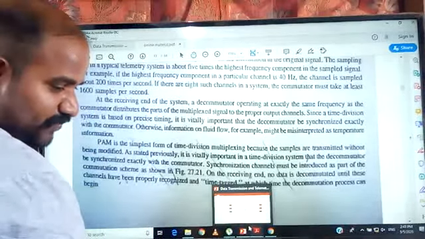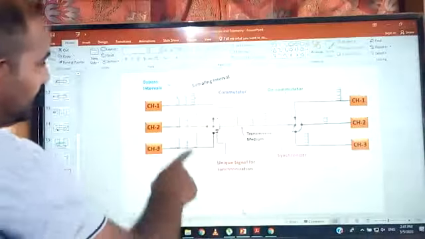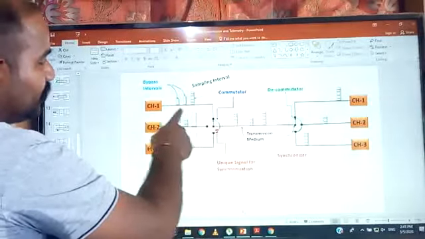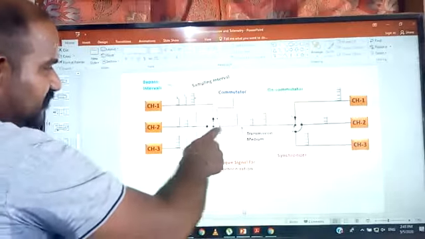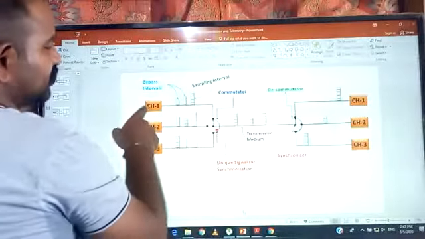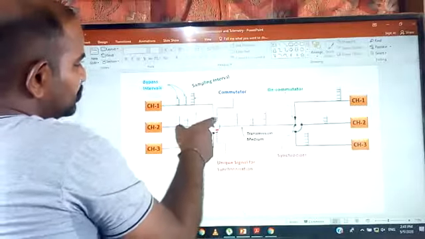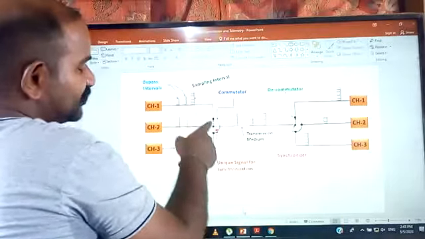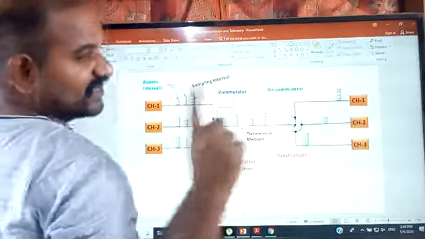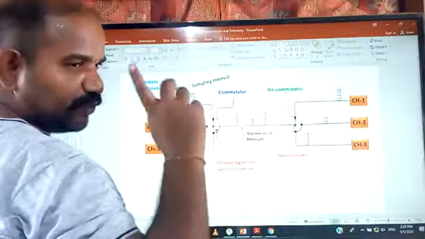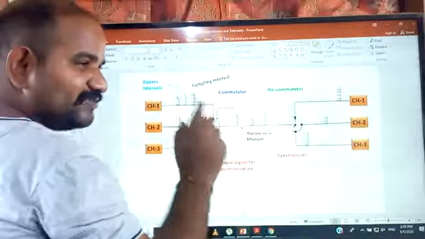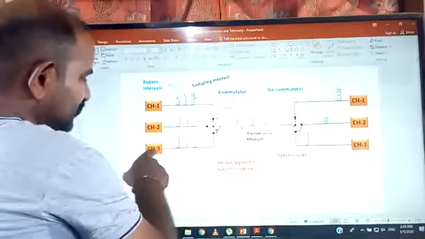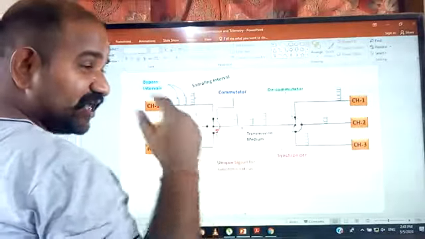So in the diagram which we have seen, this commutator sends the channel 1 information, channel 2 information, channel 3 information. If I am taking channel 1 only, this particular channel 1 information is sampled 200 times in 1 second. Just like that, the other channels are also sampled 200 times in 1 second.